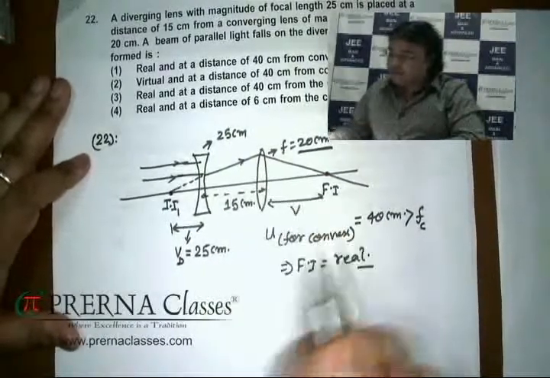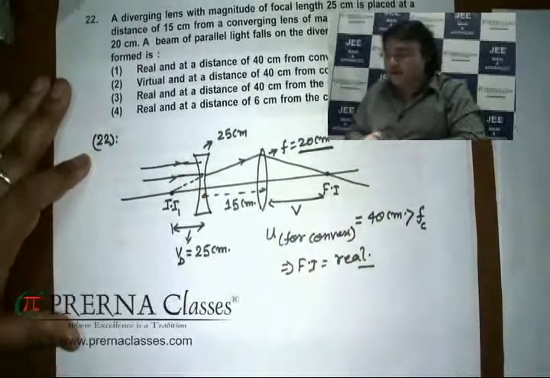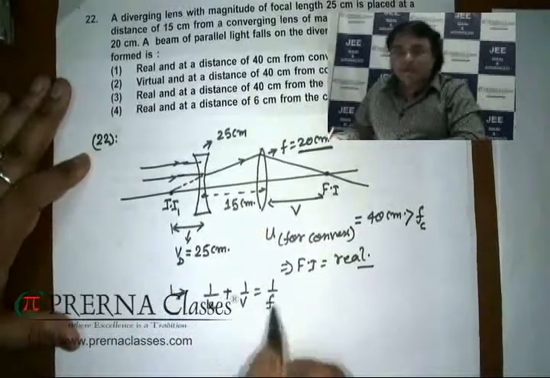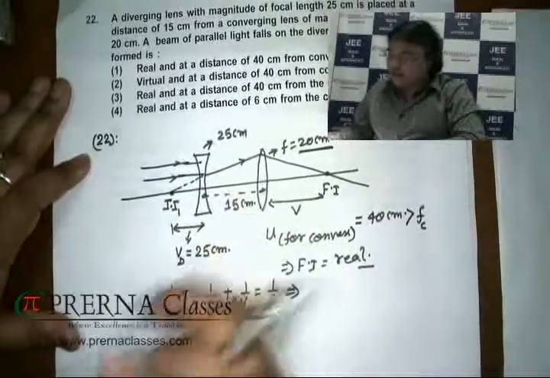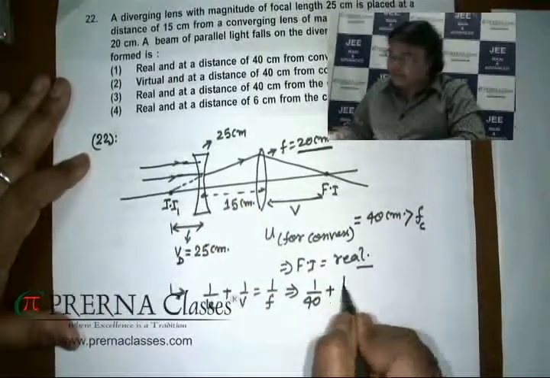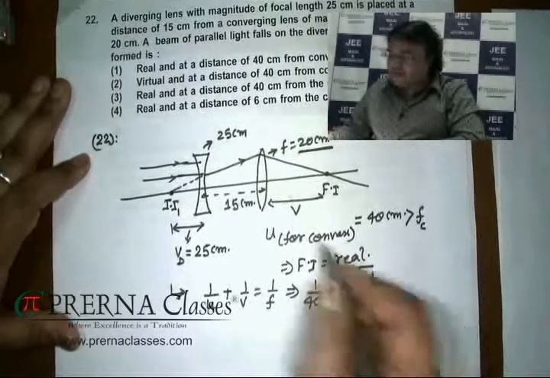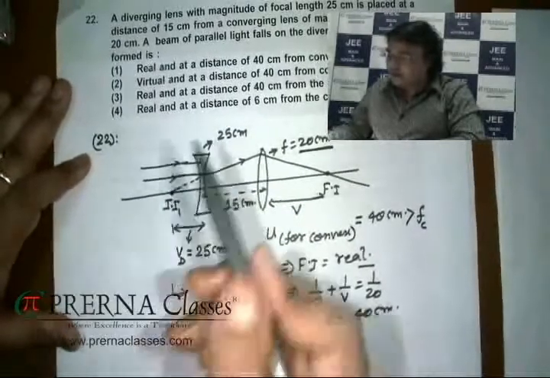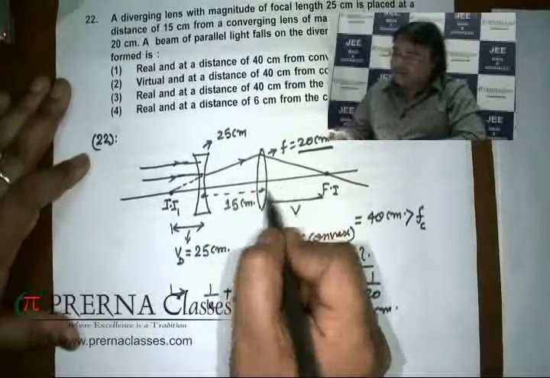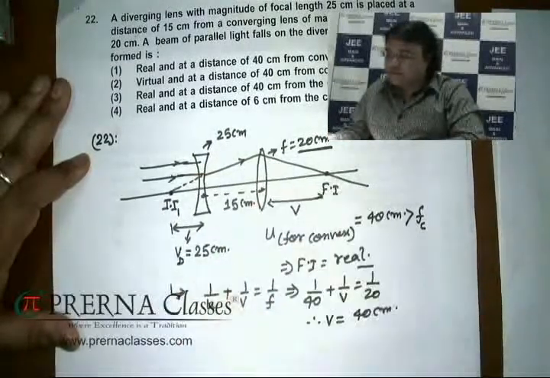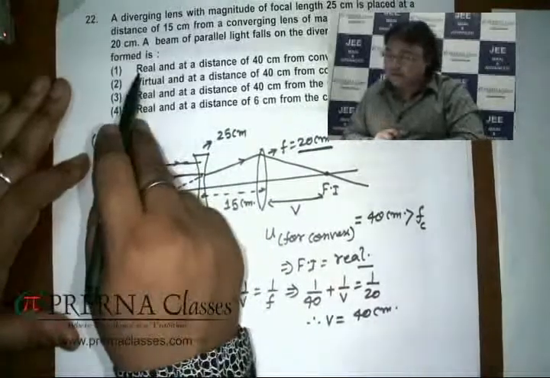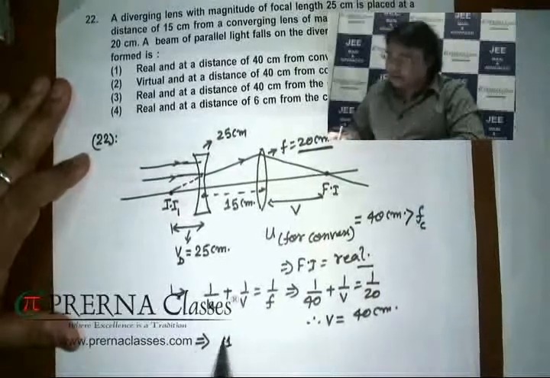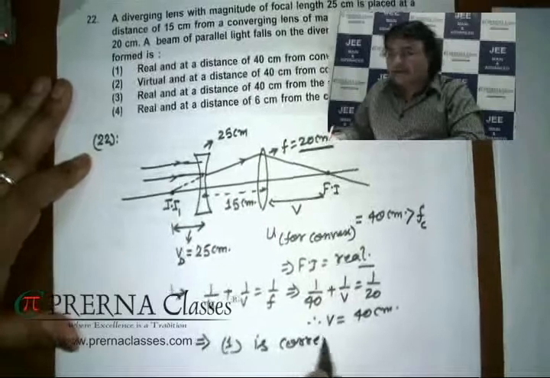Now, you have to find out the image distance. Let us say that distance is V. So we have to apply the lens formula. In real sign convention, 1 by U plus 1 by V is equal to 1 by F. The value of U here is 25 plus 15, that means 40. 1 by V equals 1 by F, again 20. On solving, V comes to 40 centimeter. So the distance of the image from the diverging lens is 40 centimeter. Sorry, from the converging lens is 40 centimeter. So the first option is correct. The image is real and the distance is 40 centimeter from the converging lens. That implies option 1 is correct.